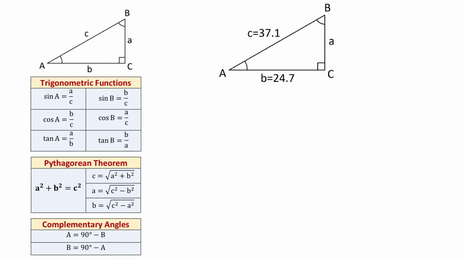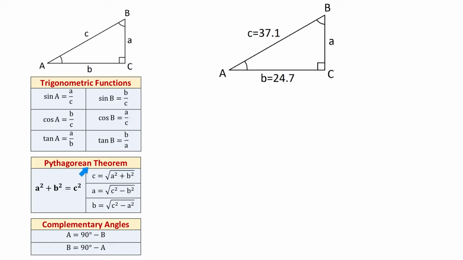So if we want to work with angle A and any of the two sides, then we can use one of these three formulas. Now, if we want to work with angle B, then sine of angle B is the opposite side B divided by hypotenuse C. Cosine of angle B is the adjacent side A divided by hypotenuse C. And tangent of angle B is the opposite side B divided by the adjacent side A.